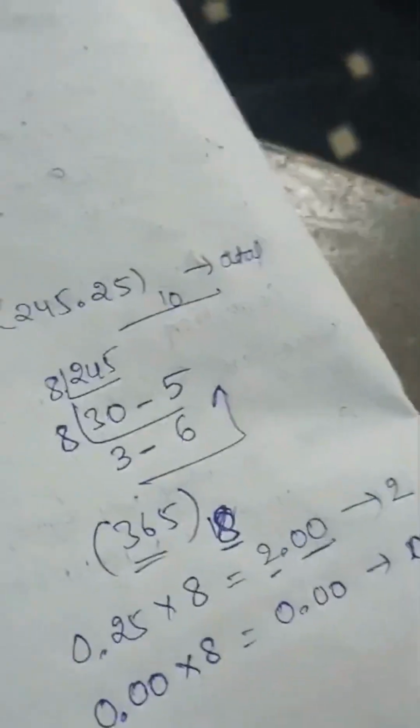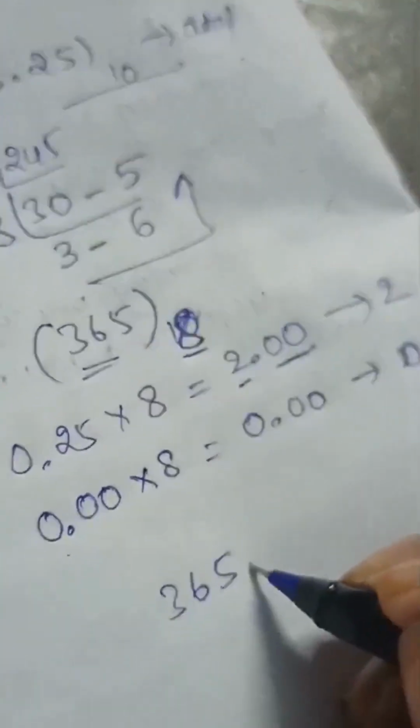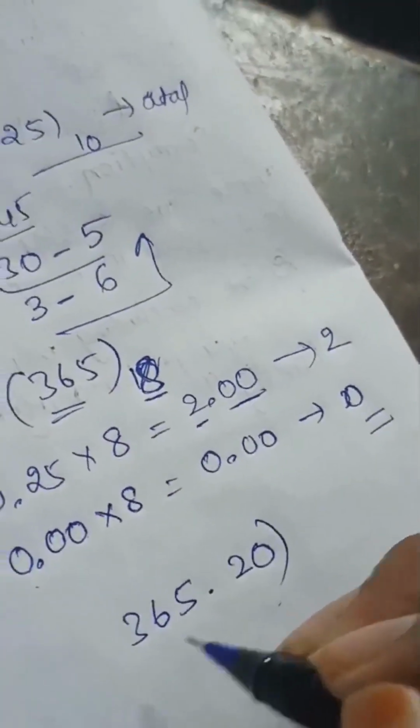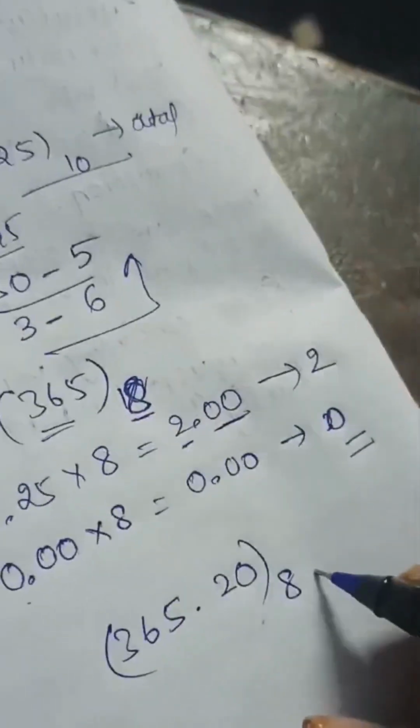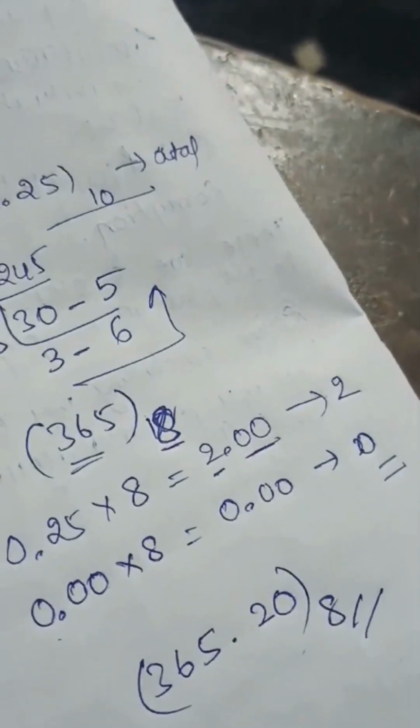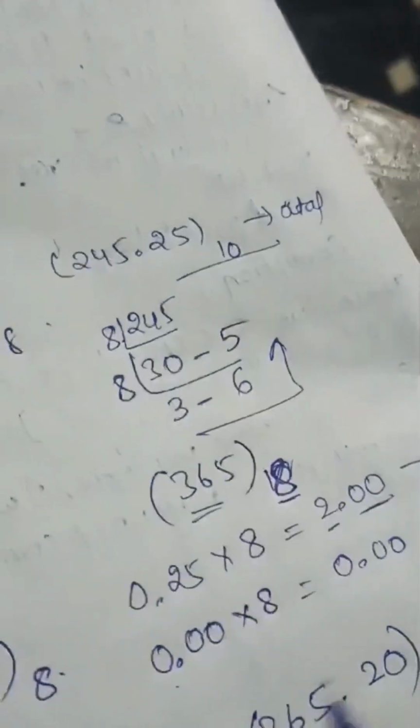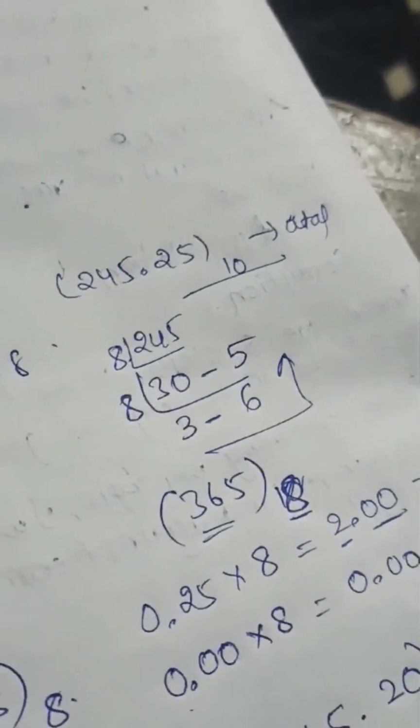Now the final answer is 365.2 to the base 8. This is the final answer for decimal to octal. This is how we convert decimal into octal.